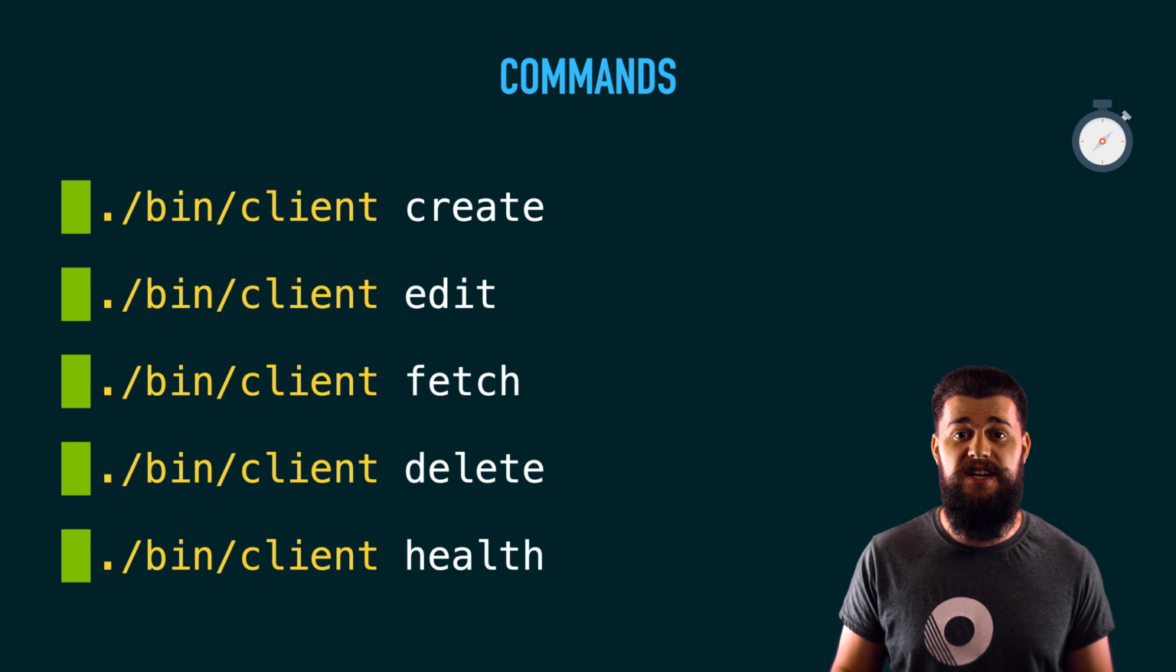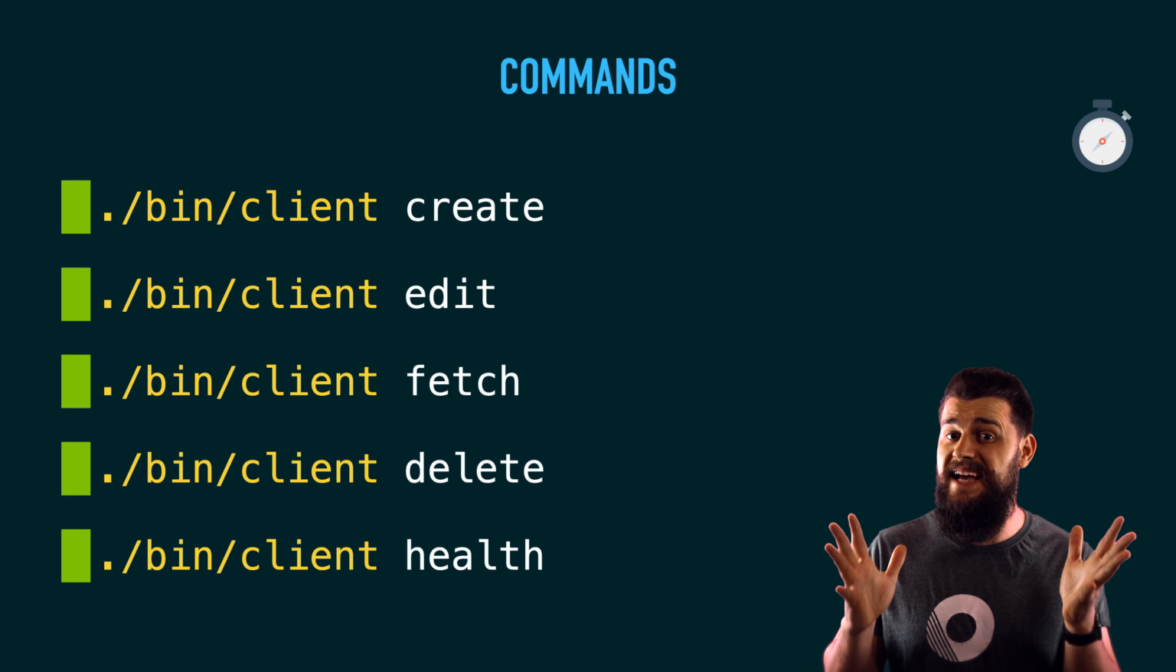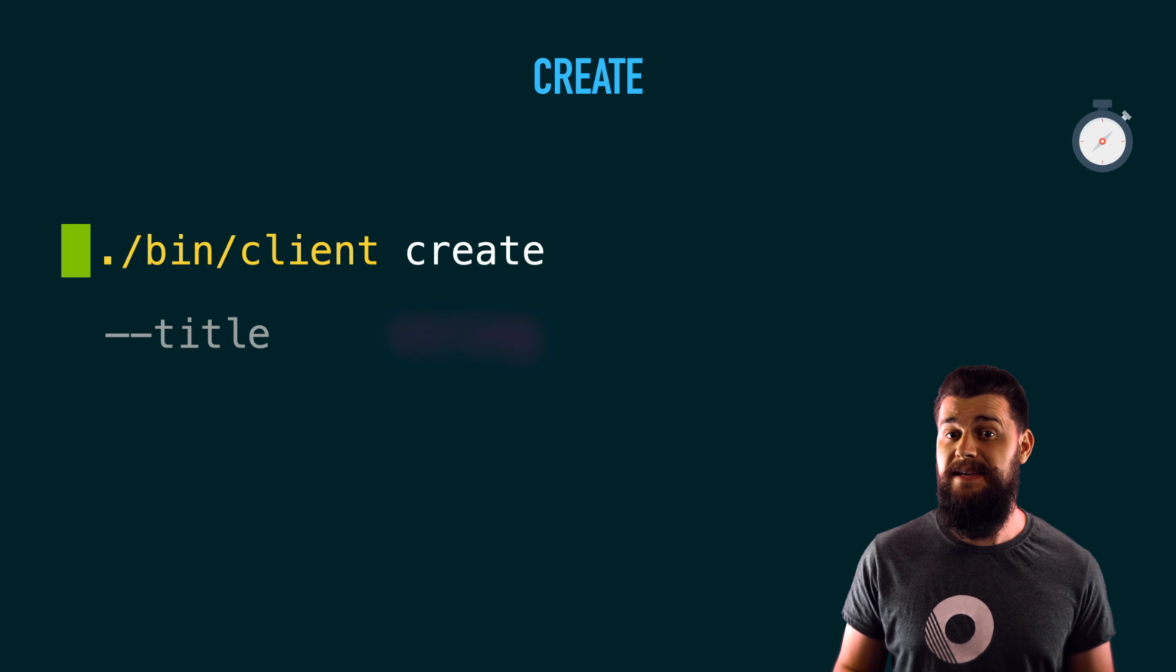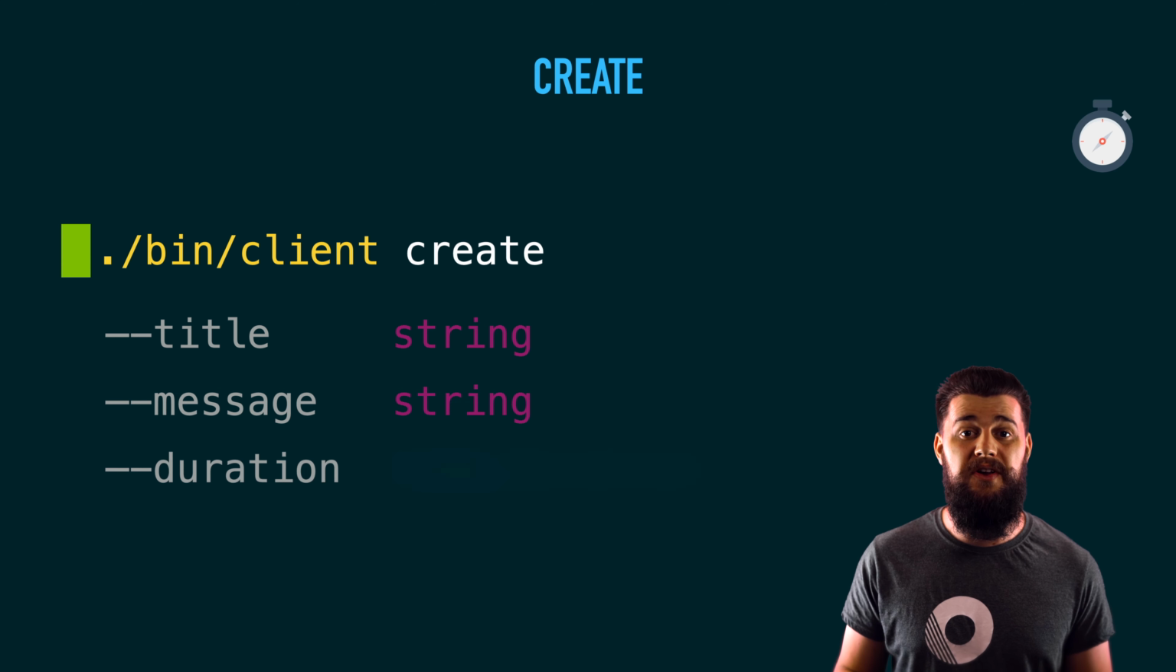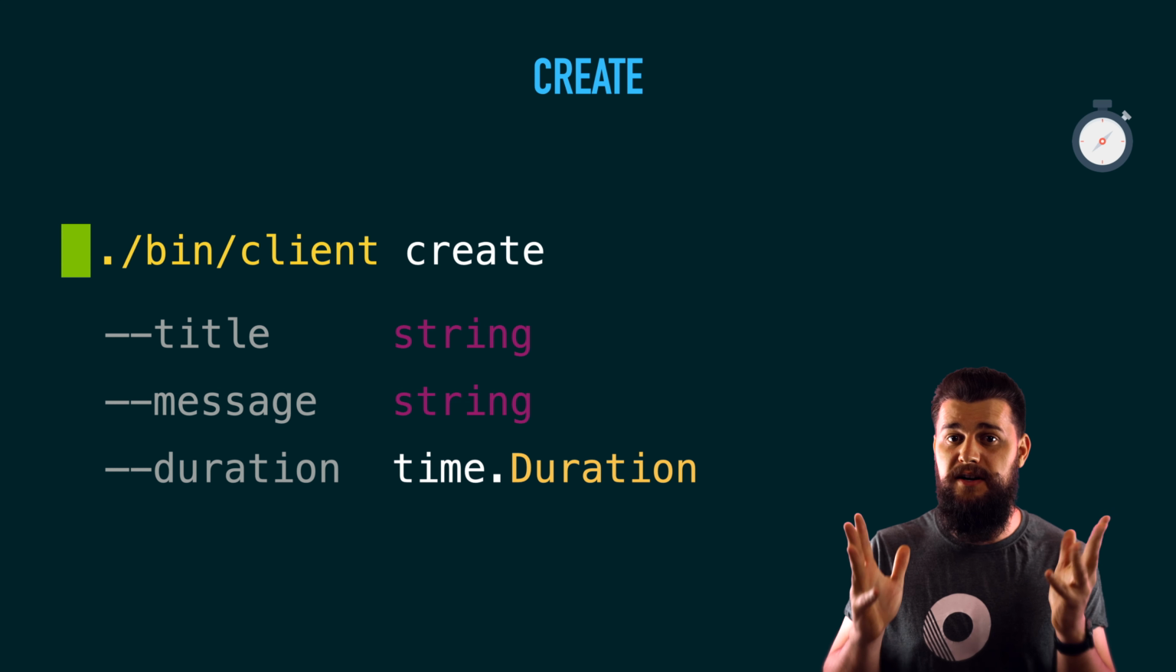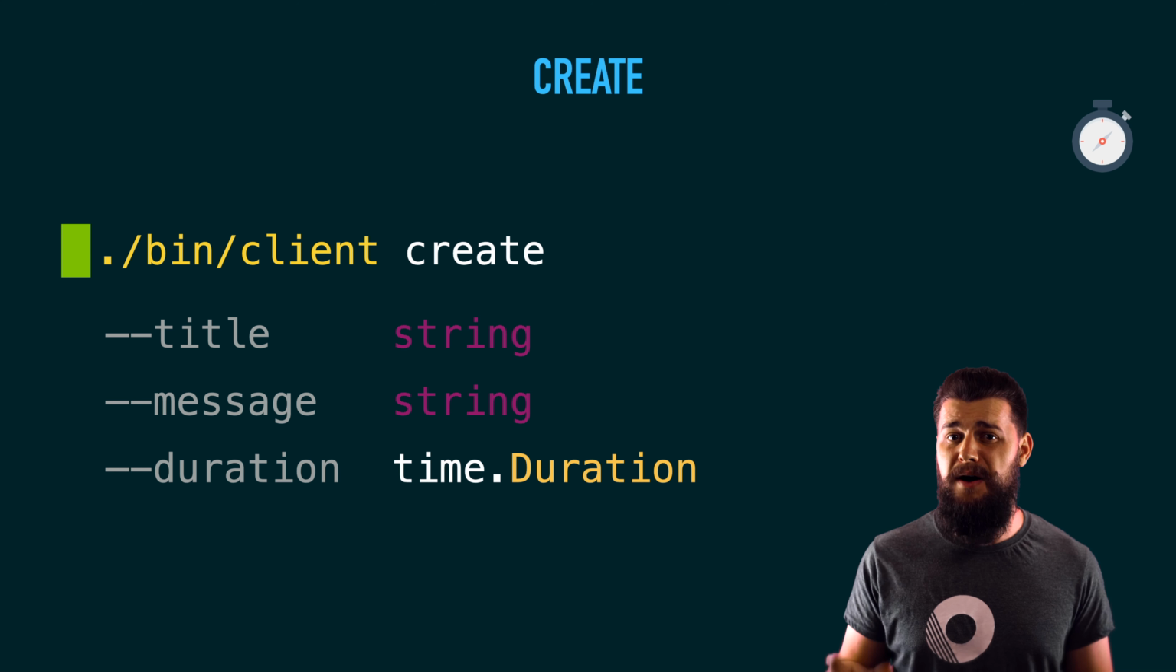Let's dive into each and every one of these commands and see how exactly they are gonna look. So let's talk about the first command, which is the create command. This command is going to receive 3 flags, or 3 arguments, and you already know what flags are. We're talking about title, message, and duration. Title and message will be strings, and duration, of course, is going to be a time.Duration.